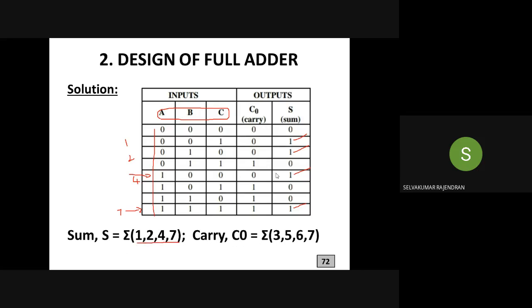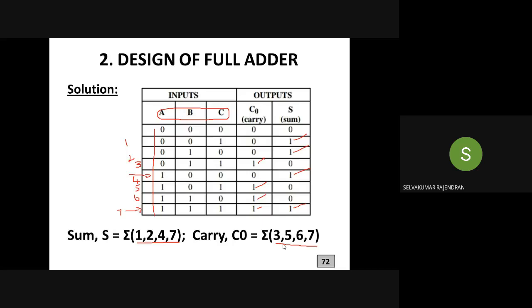Similarly, for the carry output, here you have 4 ones. This one belongs to 0, 1, 1, that means 3. Here 1 represents 5. Here 6 and 7. So 3, 5, 6, 7. These are the sum of minterms for the carry output.